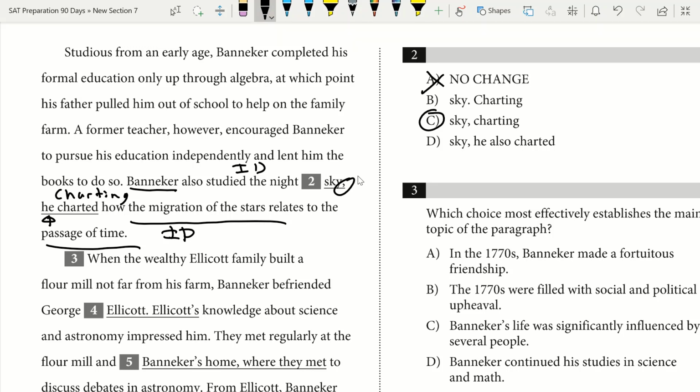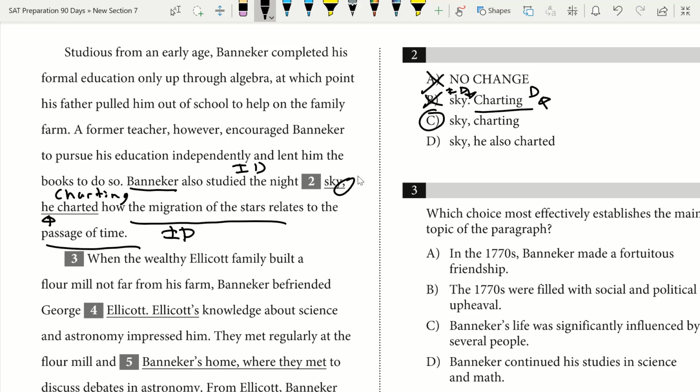The next thing I saw was B. If I start B with charting and I don't have he, then I don't have a subject, so I can't do that either. Because then I would have a dependent clause here and an independent clause here. Keep in mind, a dependent clause can't be a sentence on its own. So we can't have that be its own sentence. So B was going to be wrong no matter what.